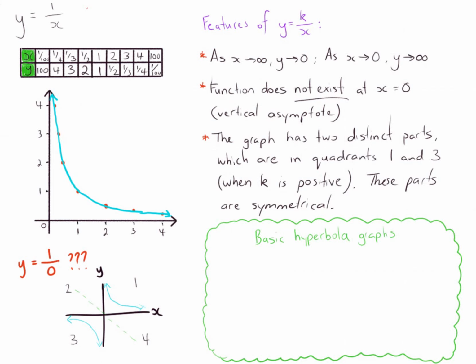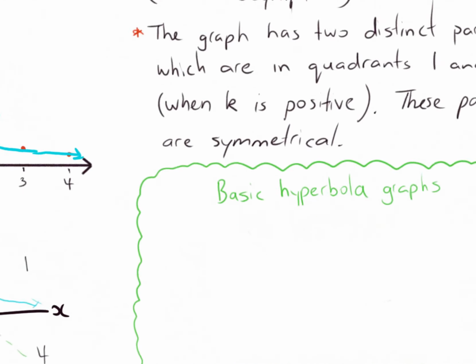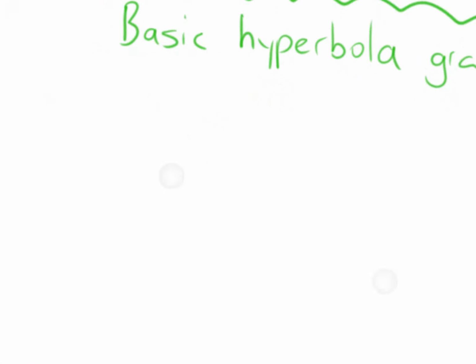The first change we looked at was if we changed the value of k so that it was now negative, k on x. Remember, this changed our graph from being in quadrants 1 and 3 to being in quadrants 2 and 4. So our hyperbola was here and here.